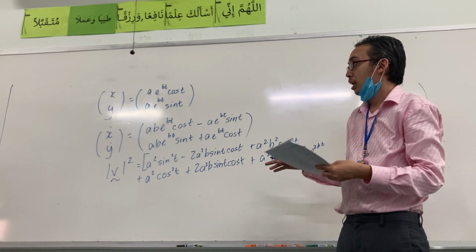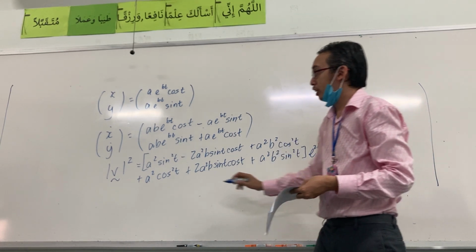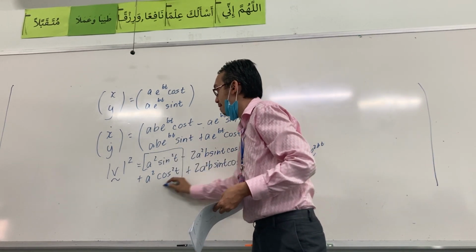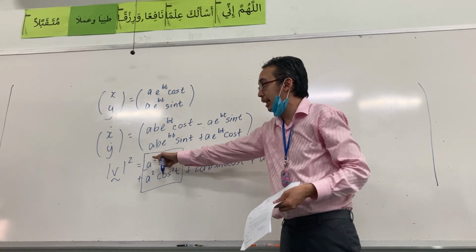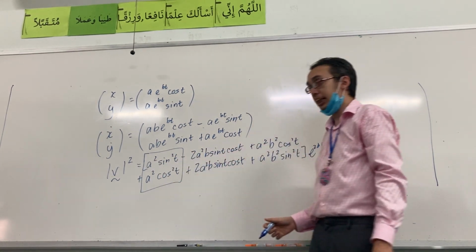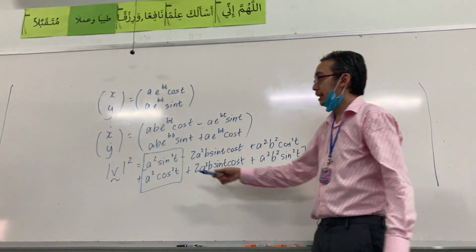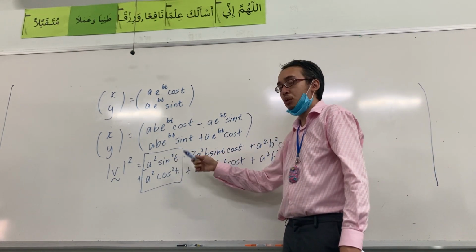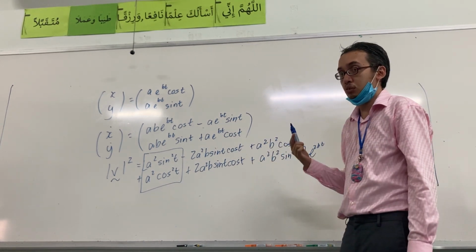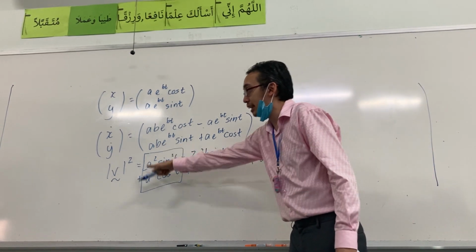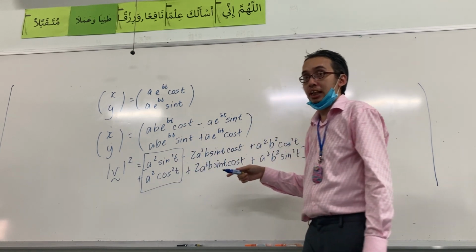So the thing is, these two have sin² and cos². The a² is the same. So that means it's just going to be a² bracket sin² plus cos², which is 1, because sin² plus cos² equals 1. So essentially this thing is just going to be a².